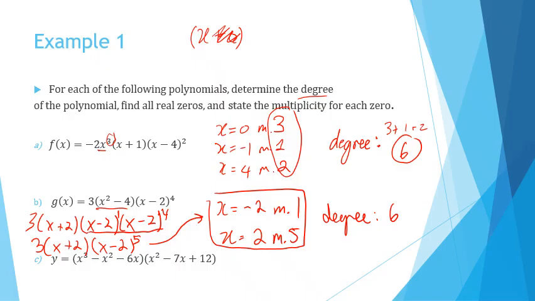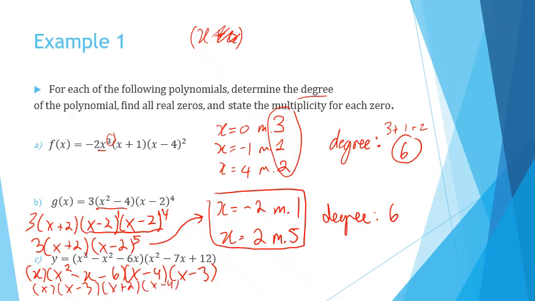Taking a look at our final one, we have x cubed minus x squared minus 6x. Let's factor that first. So here we can factor this by taking out an x and getting x squared minus x minus 6. And now let's factor that trinomial to get x times x minus 3, x plus 2, and then we still have x minus 4, x minus 3.